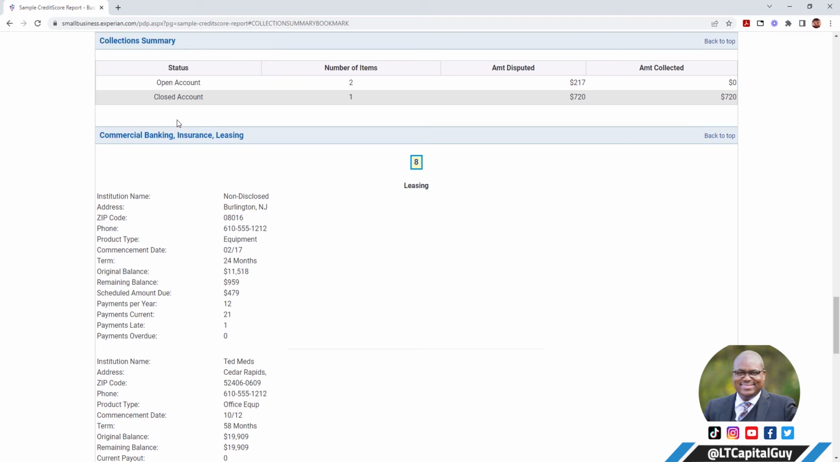I'm sorry, not 3. Actually, we do have 3 collections, but these are the collections: 2 accounts that are in open status, and then a closed account that's in collections.